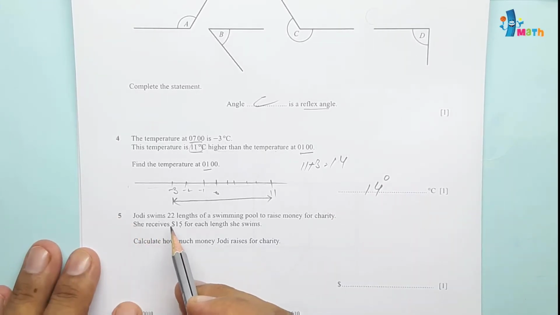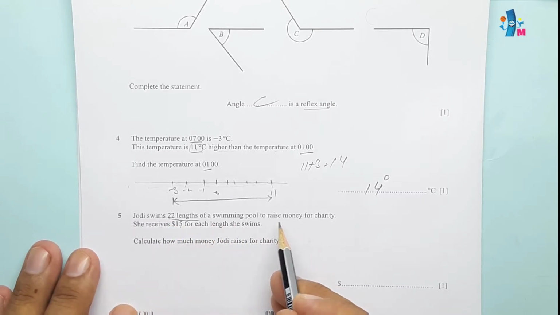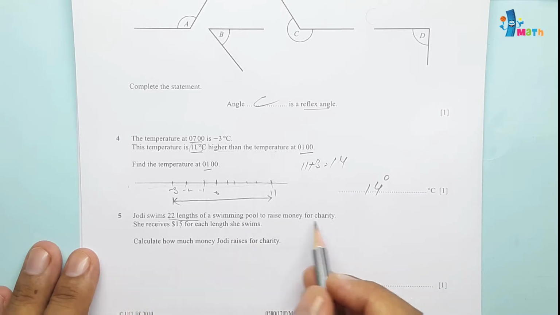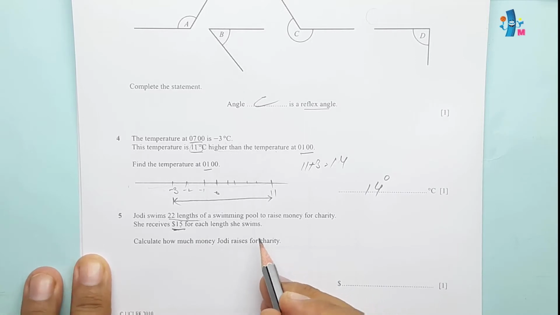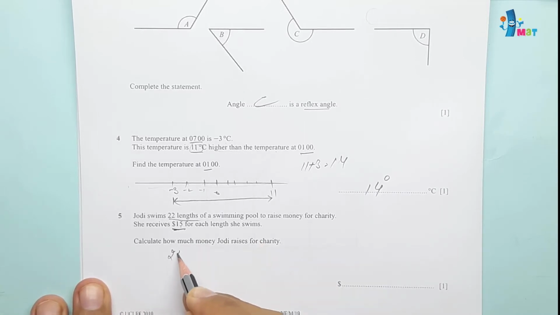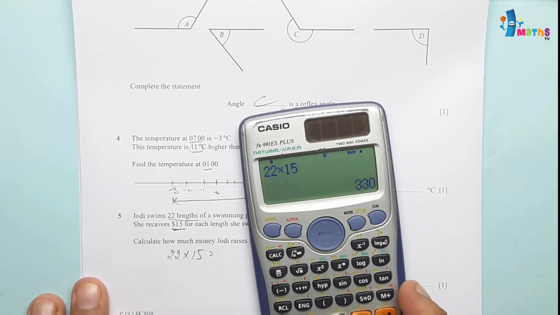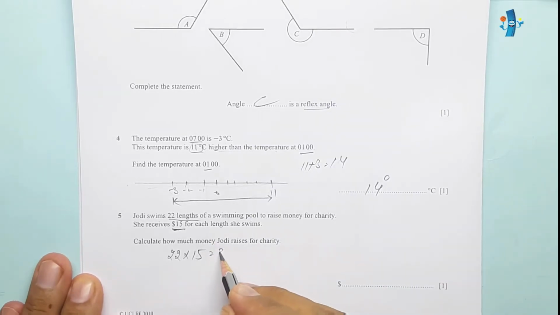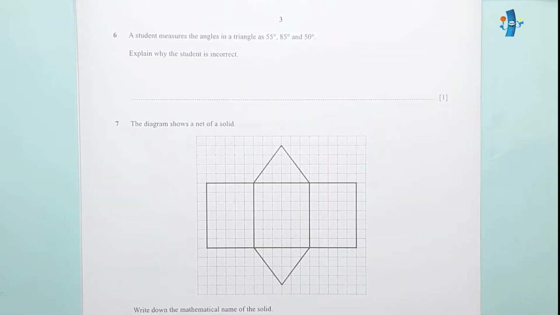Question number 5. Jody swims 22 lengths of a swimming pool to raise money for charity. She receives $15 for each length she swims. So we have to multiply 22 by 15. 22 multiplied by 15 will be equal to 330. So $330 will be our answer. This is done.